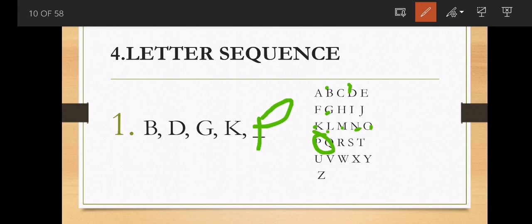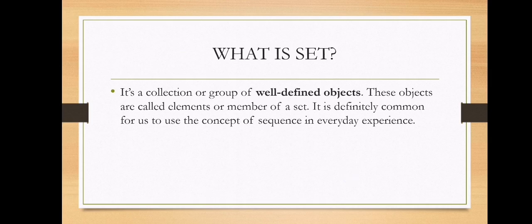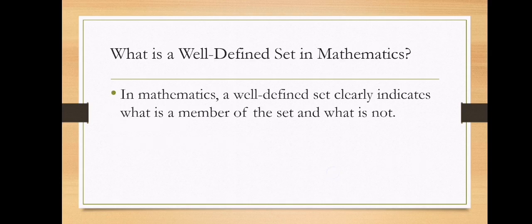So, next, set. What is set? Set is a collection or group of well-defined objects. These objects are called elements or members of a set. It is definitely common for us to use the concept of sets in everyday experience. How about in mathematics? A set of whole numbers, a set of points, a set of integers, and a set of solutions for an equation.